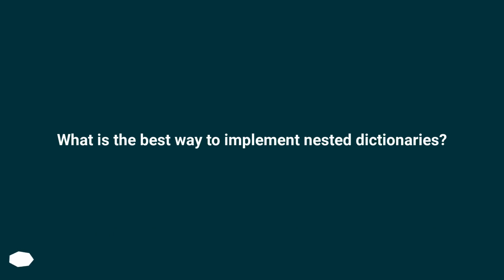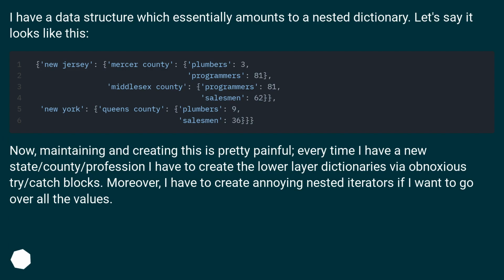What is the best way to implement nested dictionaries? I have a data structure which essentially amounts to a nested dictionary. Let's say it looks like this. Now, maintaining and creating this is pretty painful. Every time I have a new state/county/profession, I have to create the lower layer dictionaries via obnoxious try/catch blocks. Moreover, I have to create annoying nested iterators if I want to go over all the values.